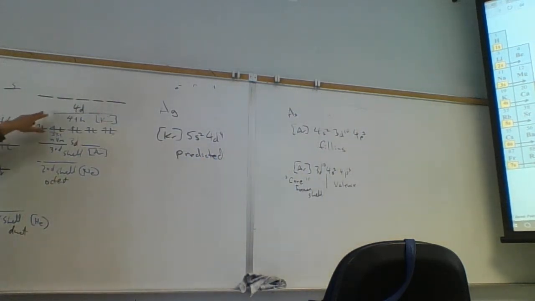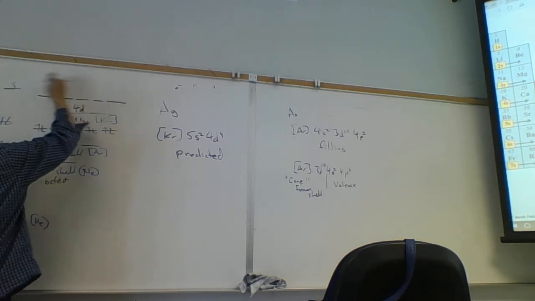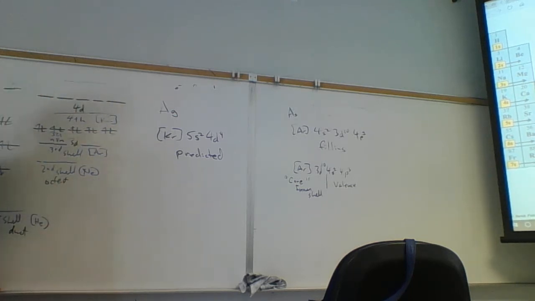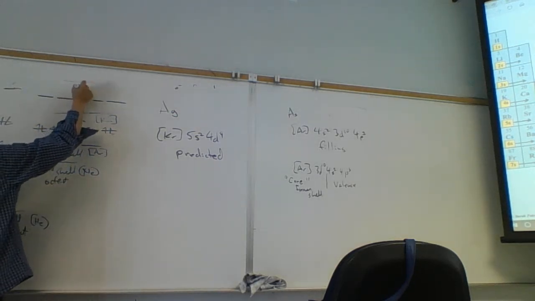So the 4th shell can have a maximum capacity of 18 electrons. The 5th shell also has a maximum capacity of 18 electrons. However, the 6th shell has a higher capacity. You have to add 14 more electrons to that, so it can hold 32 electrons. So this is the 5th shell.